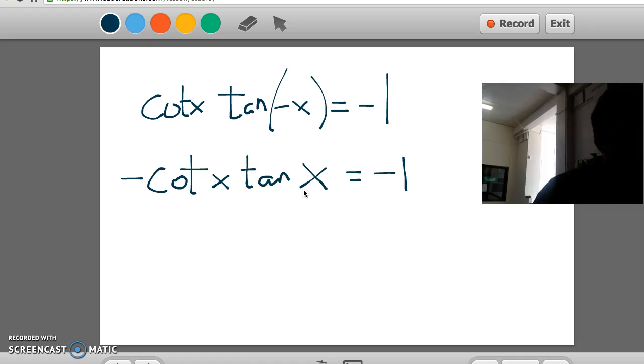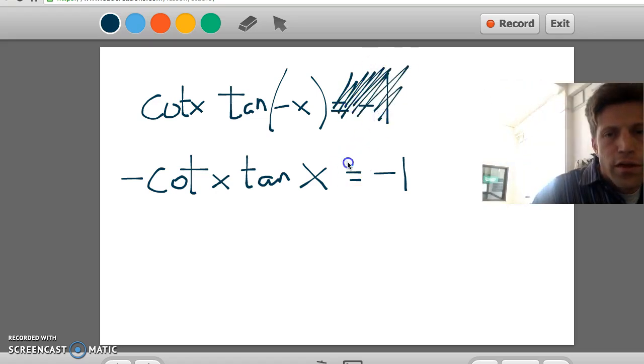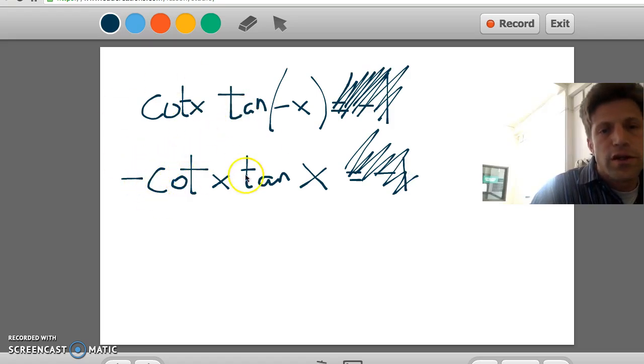But what we're doing, we're verifying the identity. It says we're verifying the identity, so we just want to prove that this left side is going to equal negative 1. So first we do negative cotangent x times tan x, cotangent x times tan negative x.